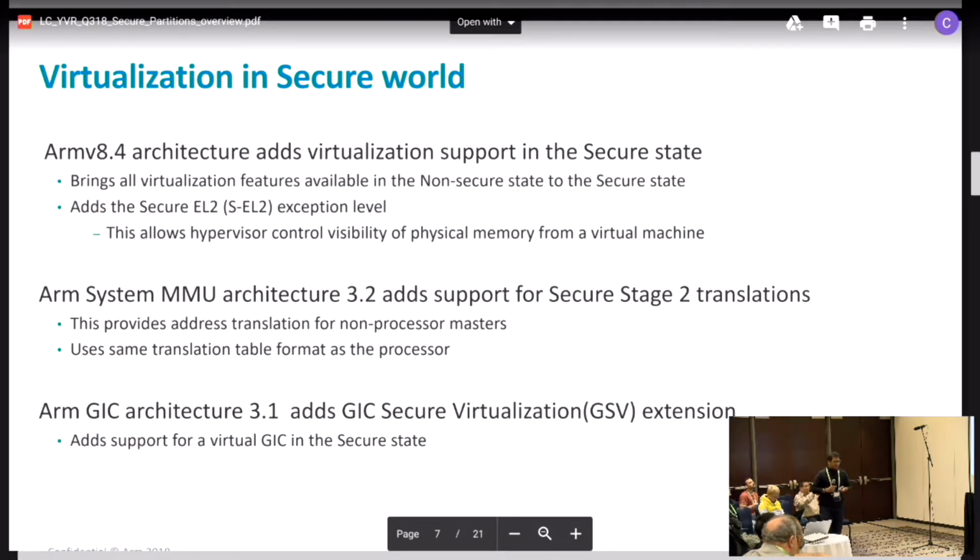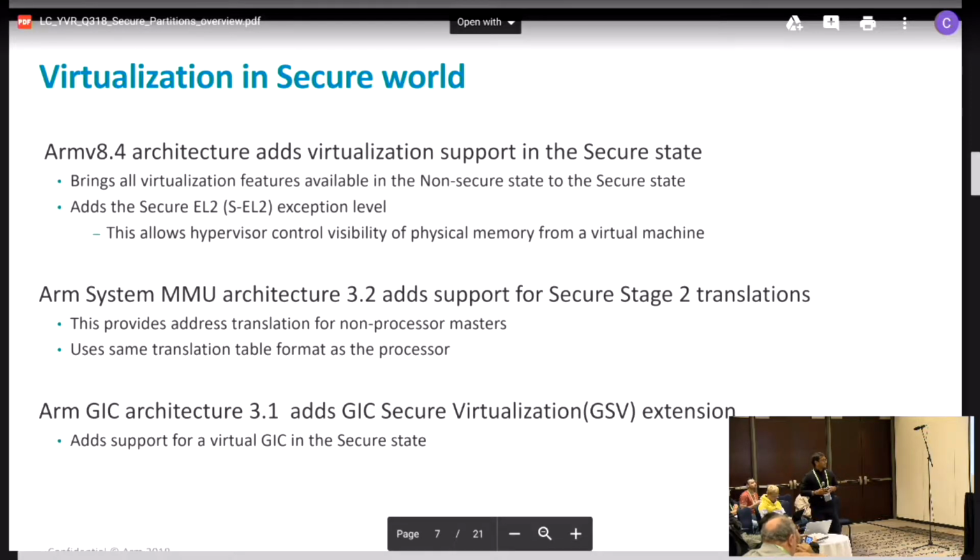So in 8.4, we added virtualization support. The processor has a new exception level called Secure EL2. All the features of EL2 are mirrored in the secure world as well. And this enables the hypervisor to control the visibility of physical memory from a virtual machine, the usual stuff.